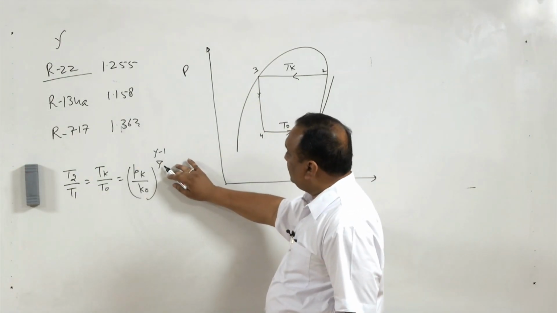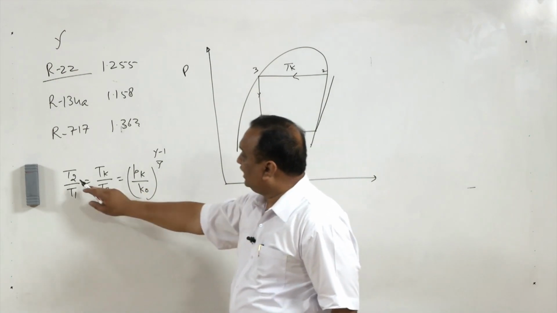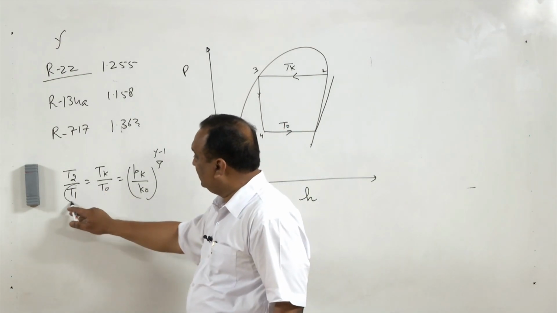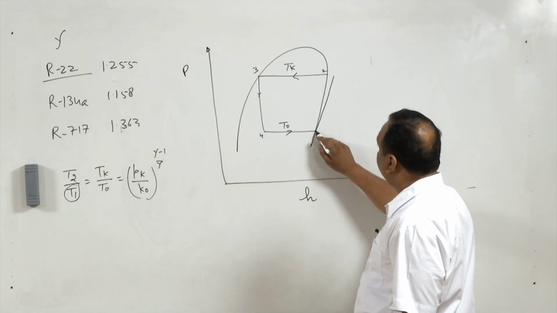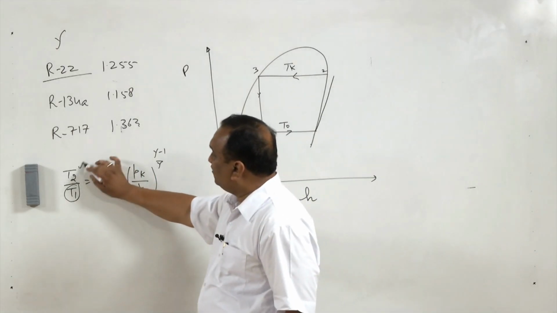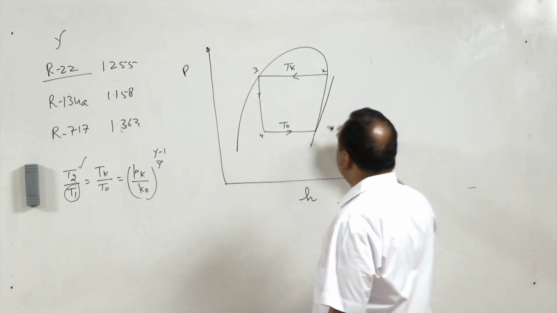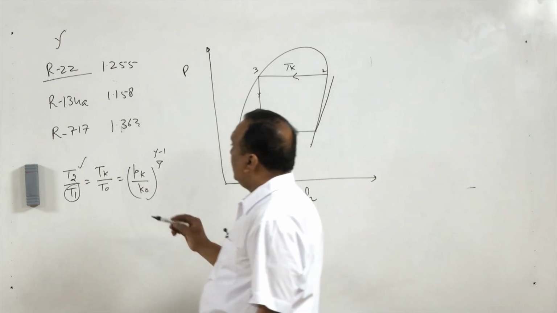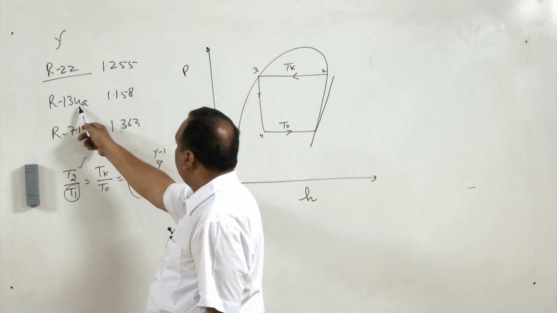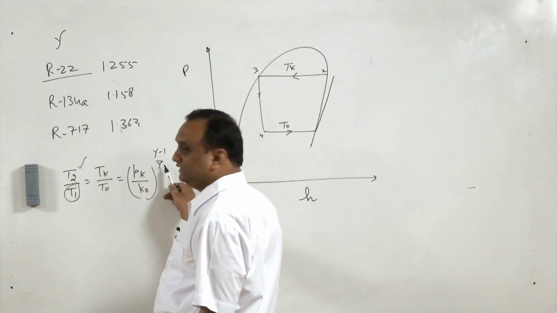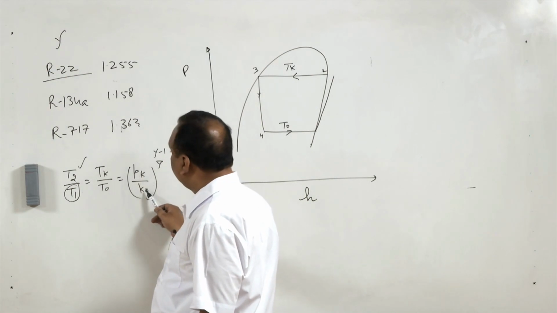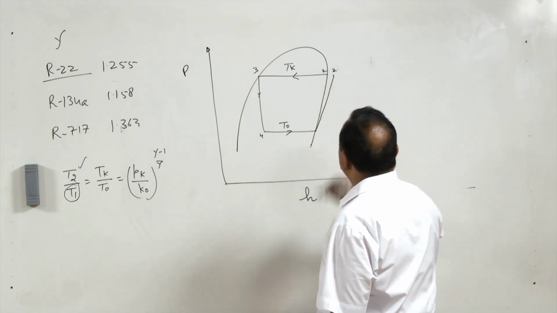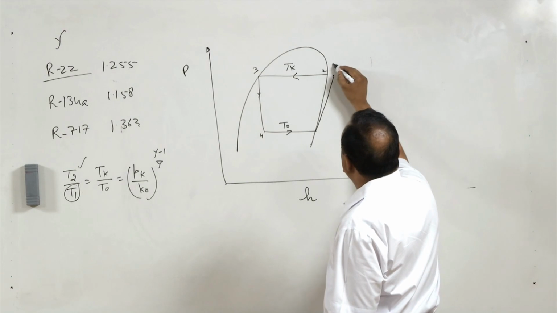So the moment we increase the value of gamma, this ratio increases. When this ratio increases, with T1 fixed, meaning the temperature of the vapor coming from the evaporator is fixed, the temperature of the vapor leaving the compressor increases. It means the slope of this curve reduces. So if we take, for example, R134A, where the value of gamma is less, this ratio will also be less. In that case, T2 will be somewhere here. This is for R134A.